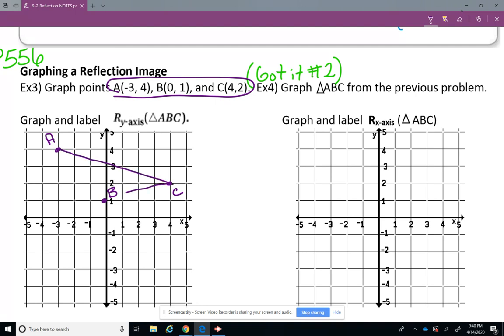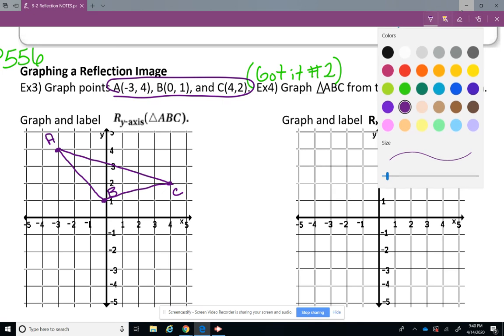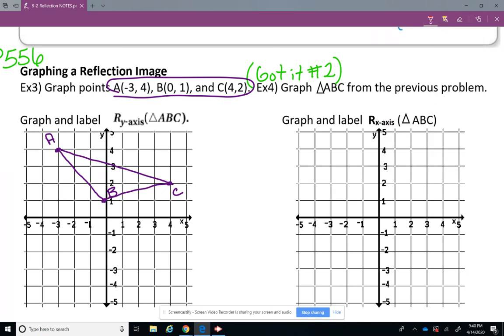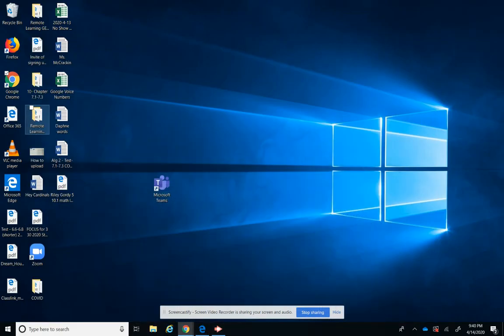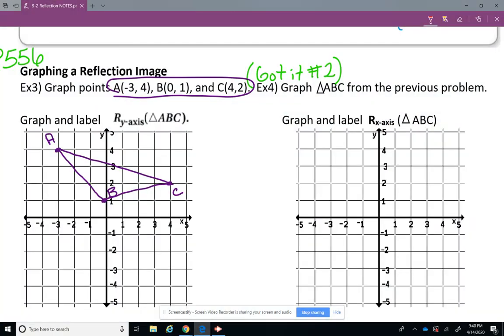Now if you don't have a different color, you're going to want to do this in a different color, or this is going to look confusing. Even if you do it like pencil and black or blue and black, just so you have some kind of different color. So I'm going to change up my coloring now. Because what I'm going to do, I graphed it. Oops, sorry, my paper went away. I graphed it. I labeled it. Okay, now we're going to reflect over the y-axis.